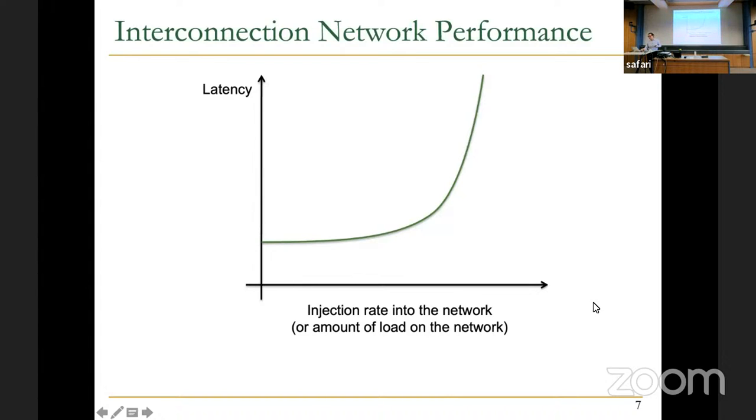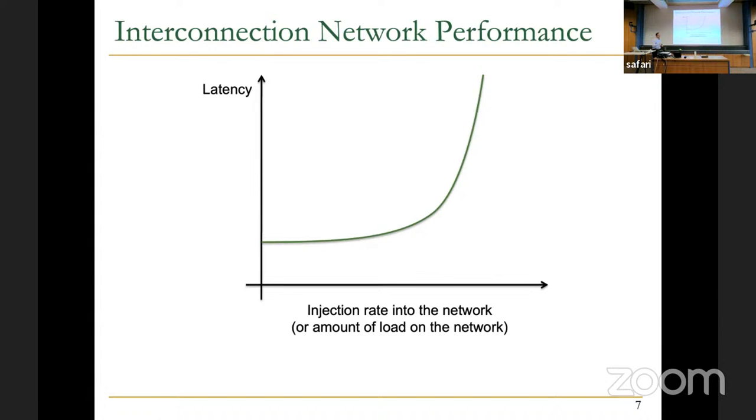So on the x-axis, you see the load or injection rate into the network. This could be specified with some metric, for example, packets per cycle per node. You will see some examples soon. And on the y-axis, you see the latency of a packet. Now, this could also be specified based on some metric.